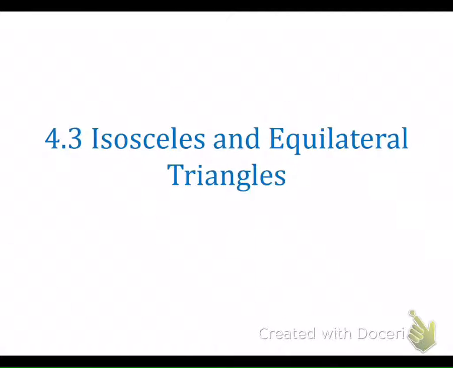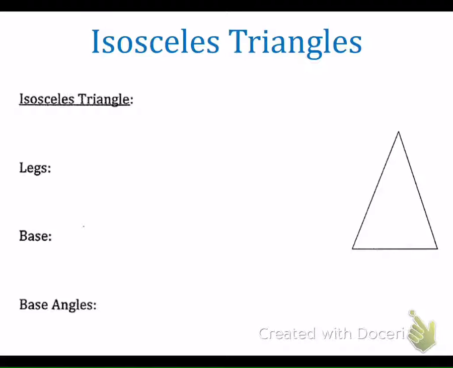Okay, today we're doing 4.3. It's all about isosceles and equilateral triangles. It's right in your notes, right after what we did yesterday, so find it. We're going to start with some vocab.